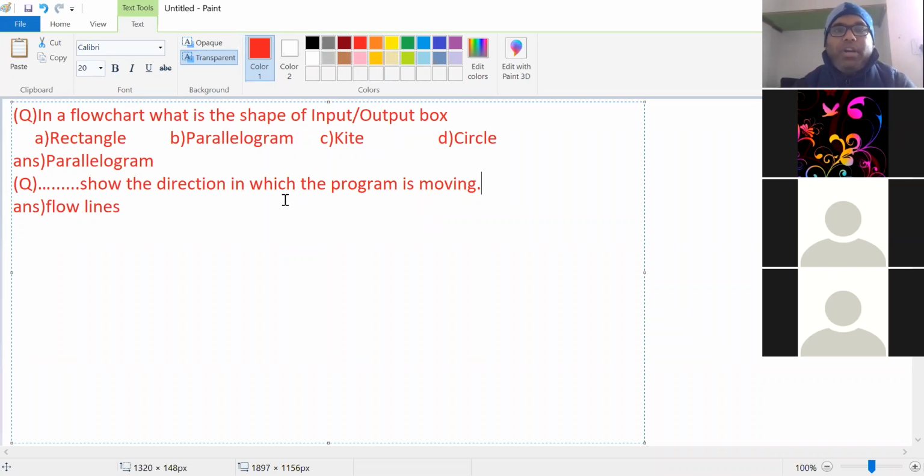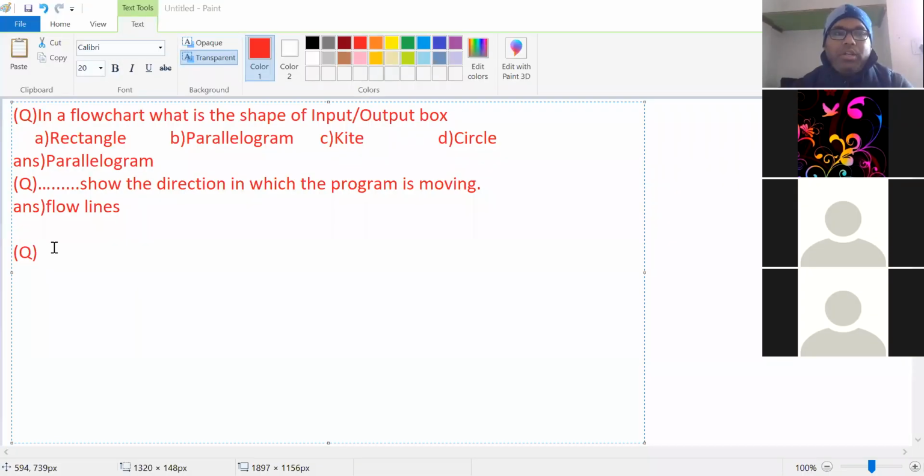Right? Different flow lines are there. Clear to everyone? Yes. Flow lines indicate the direction. Next question. Everyone try to answer the next question.